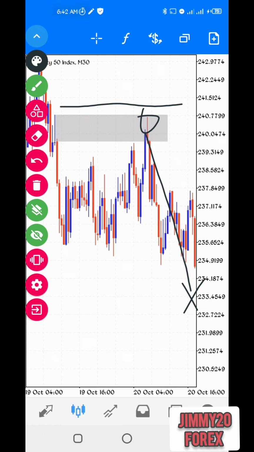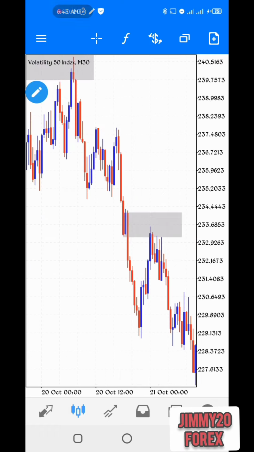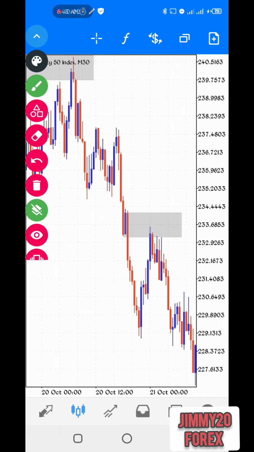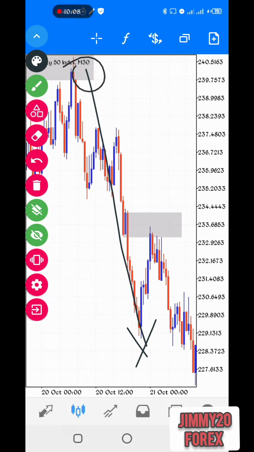And you can see the price sell a lot of pips, guys. You can see it. A lot of pips up to this point here, guys. Price sold massively up to this point here. You can see it from this point here.